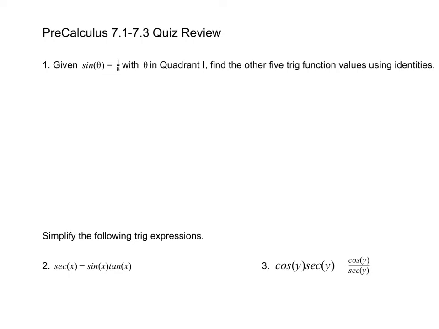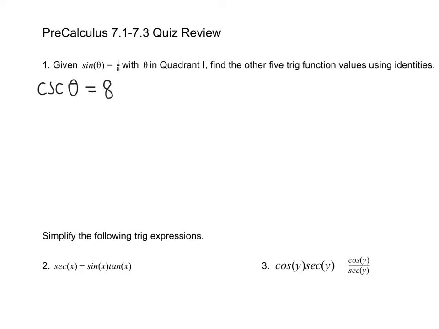So let's go over the types of problems you'll be expected to know on your quiz. So in problem 1, given sine of theta is 1/8, with theta in quadrant 1, we want to find the other 5 trig function values using identities only. So let's start with the easier trig function to find, cosecant of theta. Since it is the reciprocal of sine, it'll be 8.